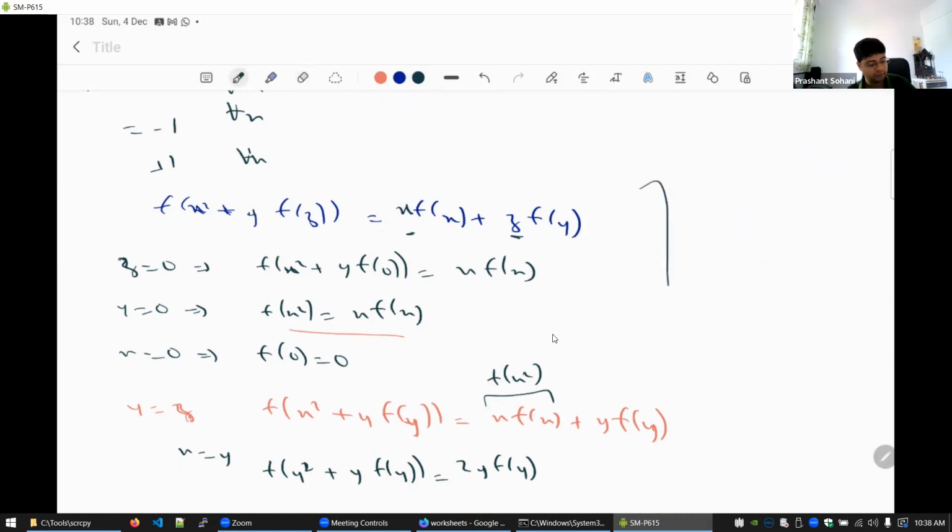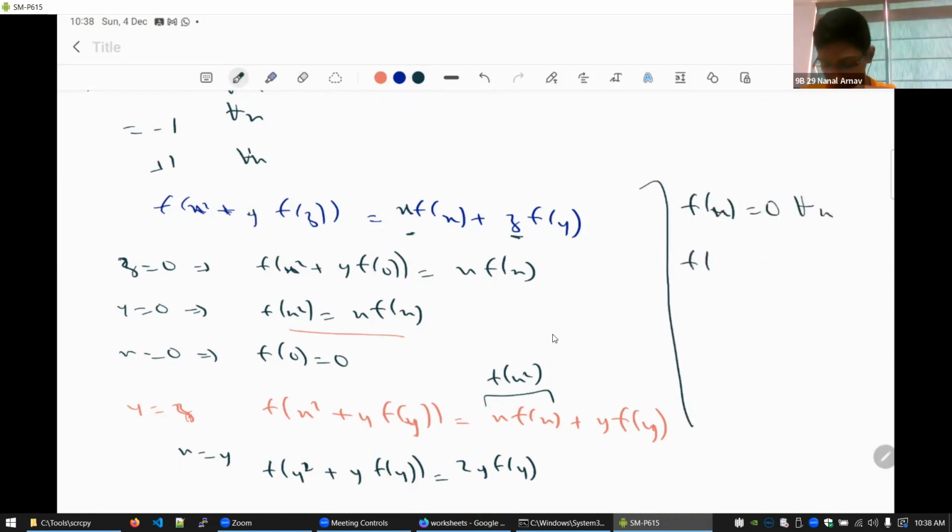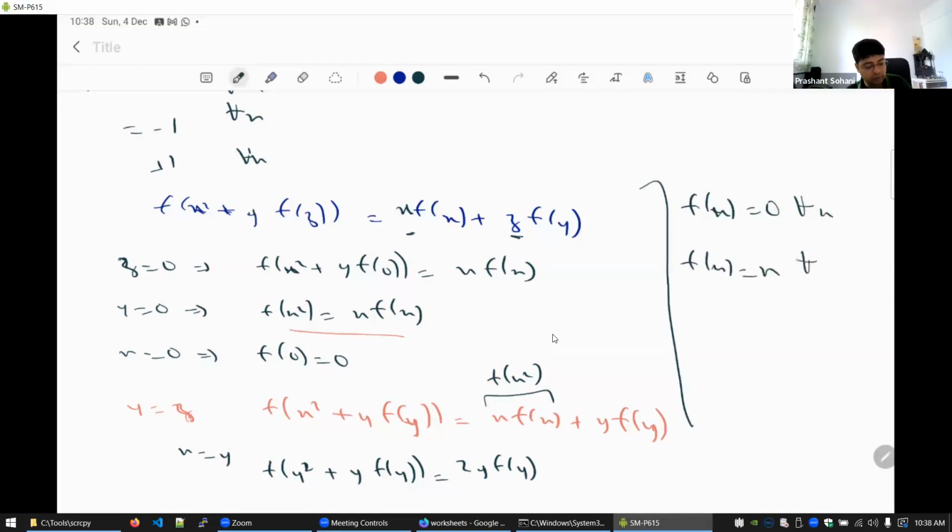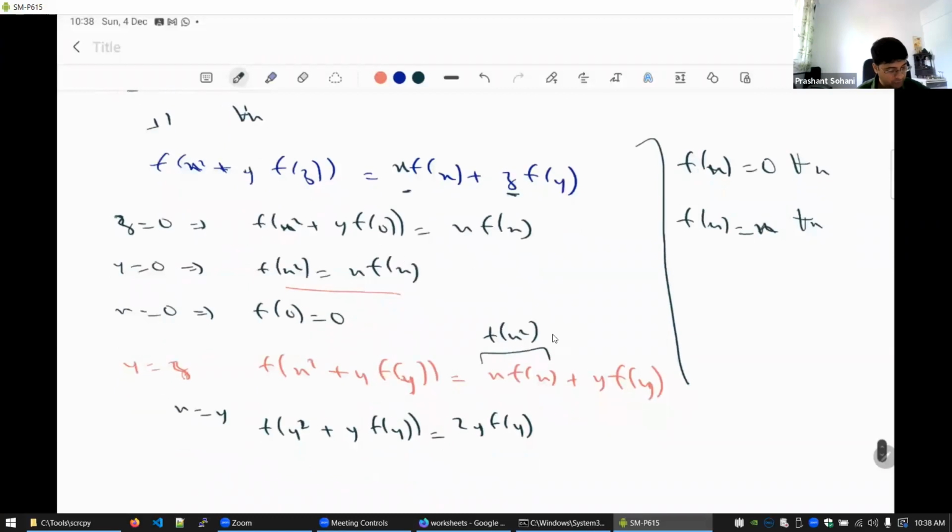What else can work? See, f of x equal to 0 also works, because f is occurring everywhere. So this is clearly a solution. F of x equal to x for all x seems to work. And soon we'll see one more thing. So again, continuing, we know f of 0 equal to 0.